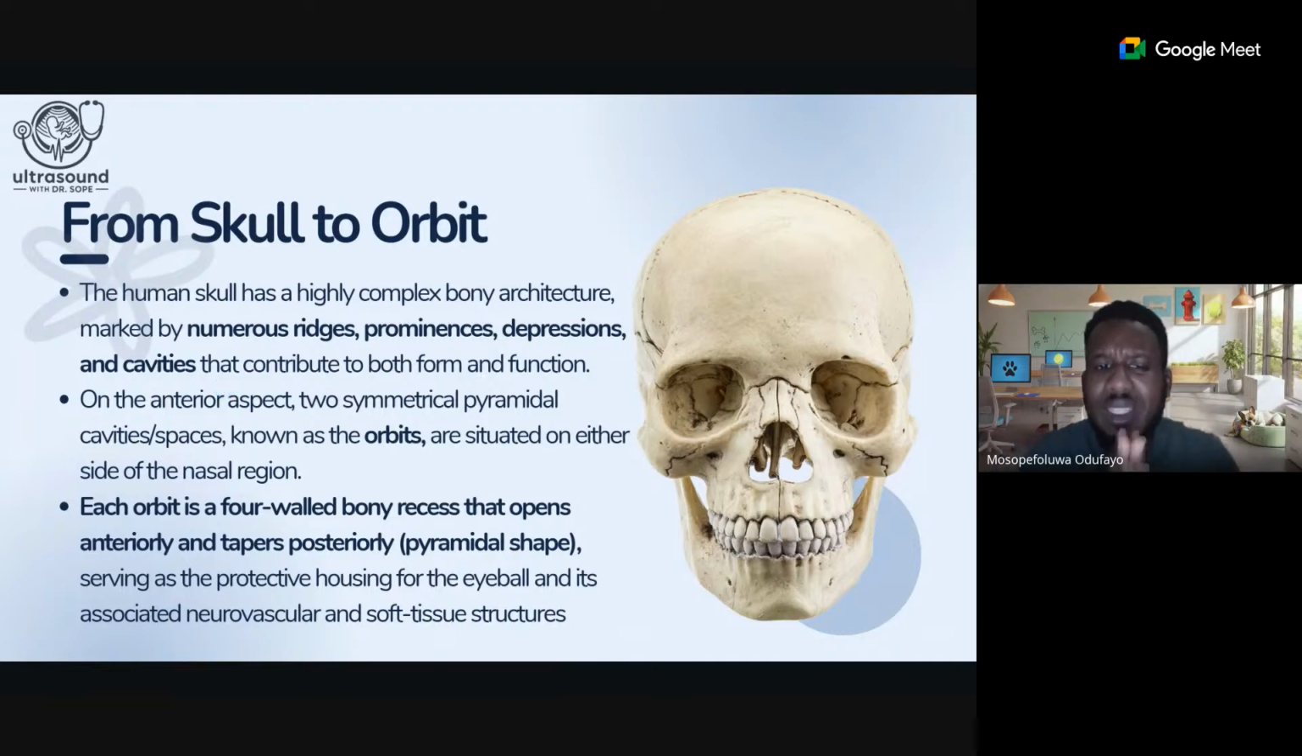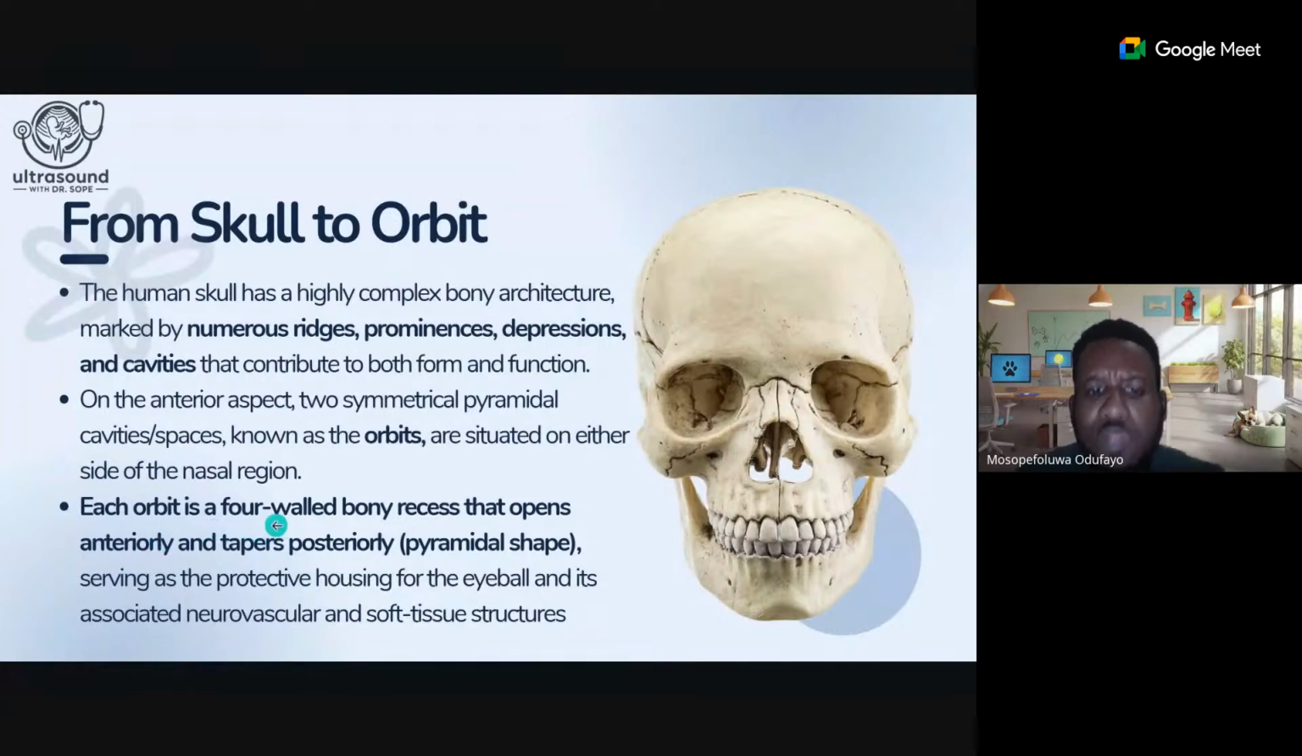So on the anterior aspect, out of the many cavities, there are two symmetrical pyramidal cavities known as the orbits. Some of these cavities have names, and two of those cavities, paired and symmetrical, are called the orbits. That's what we can see over here. They are situated on either side of the nasal region, which is the supporting framework for the nose.